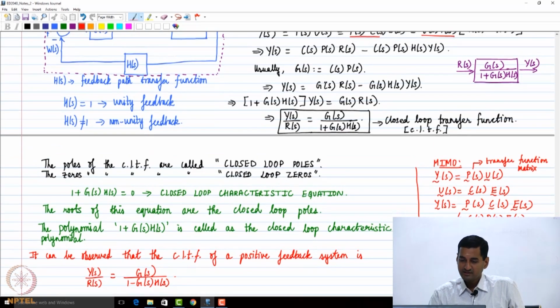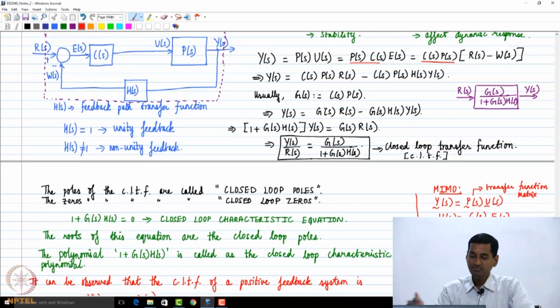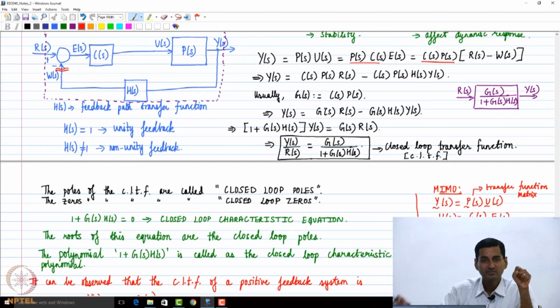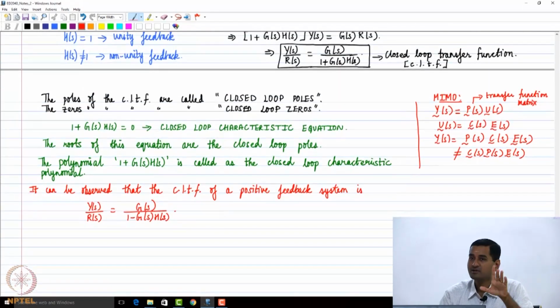Now, some more terminology. Suppose I have a closed loop and I break open the loop at this point. Whatever transfer function I get, which relates the signal at this point, W(s), to what goes as the input to the system, E(s), is what is called the open loop transfer function. Let me derive it, and then we will come back and look at the definition once again.